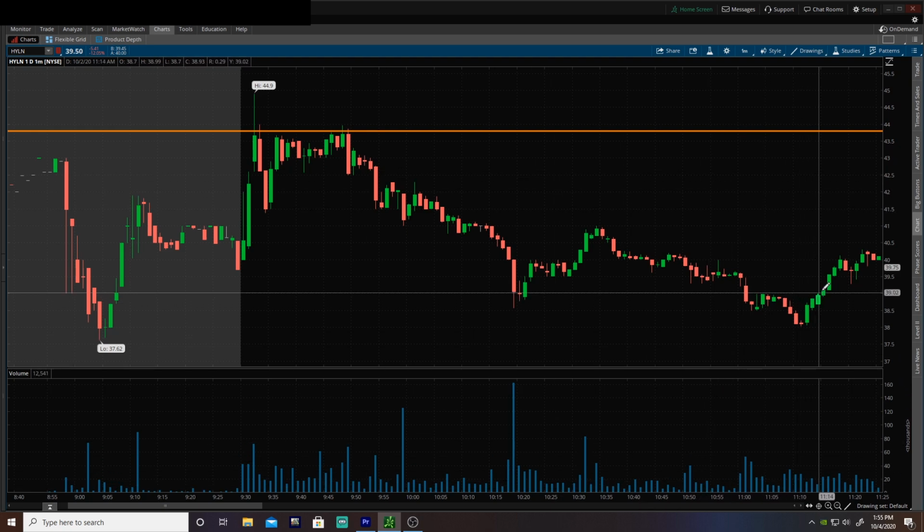Gotta find them. Alright, here we go. This candle basically means the sellers were in full control. We opened here and we closed here. This is the opposite. The buyers are in full control. The trading session opened at this price and it closed at this price.